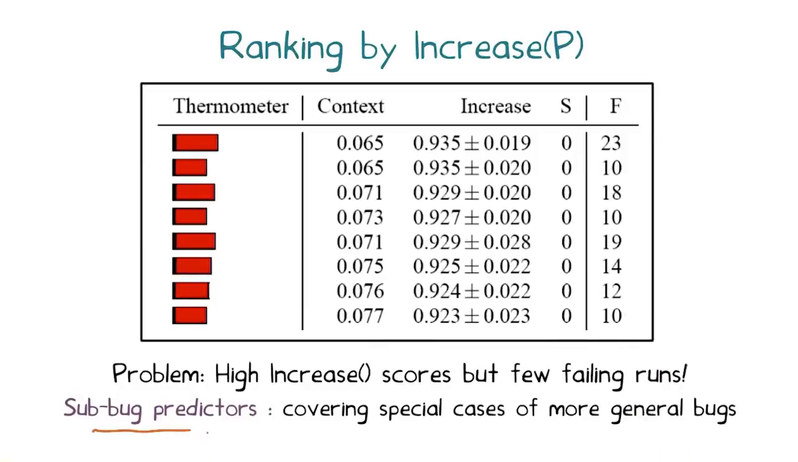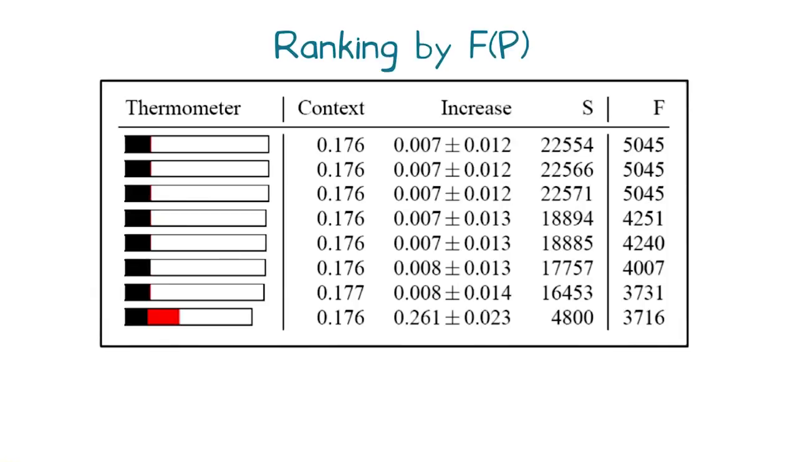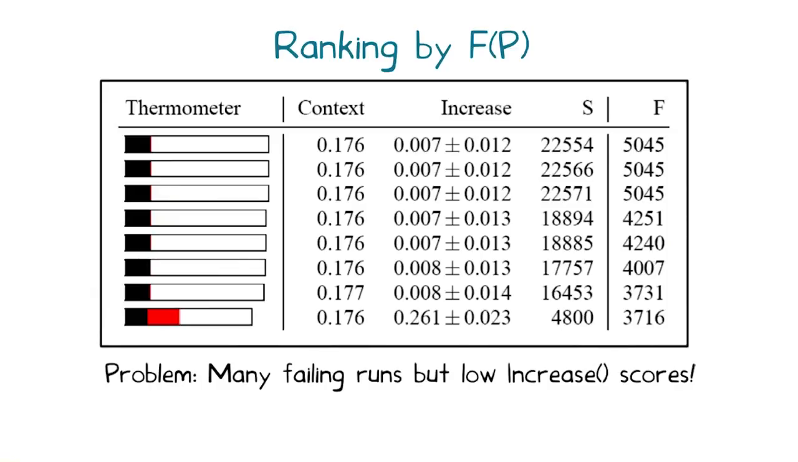A natural second strategy then is to rank predicates by the number of failing runs in which they are true. In contrast to the previous strategy of ranking by the increase metric, this strategy gives us predicates that ostensibly explain large numbers of failing runs but have low increase scores. That is, these predicates are true in many more successful runs than the many failing runs in which they are true.